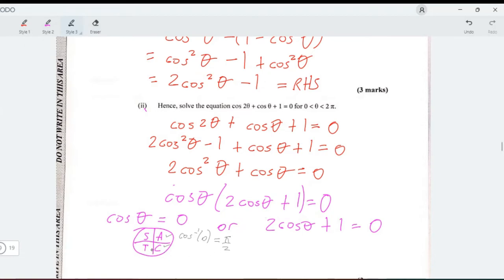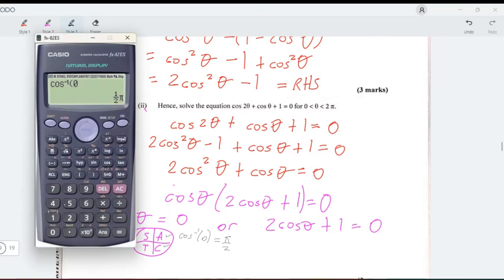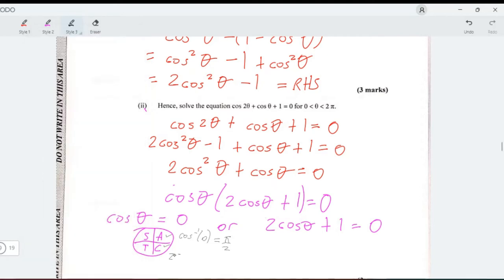And so your fourth quadrant answer, remember, the fourth quadrant is 2 pi minus. So 2 pi minus pi by 2 is 3 pi by 2. So the answer down here would be 2 pi minus your pi by 2, 3 pi by 2.